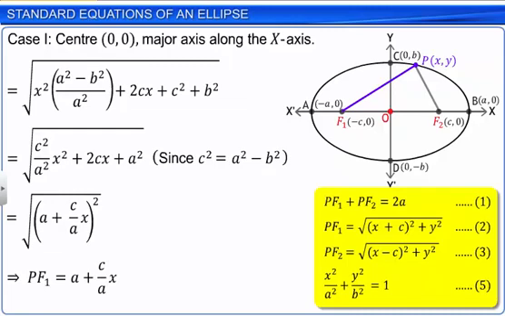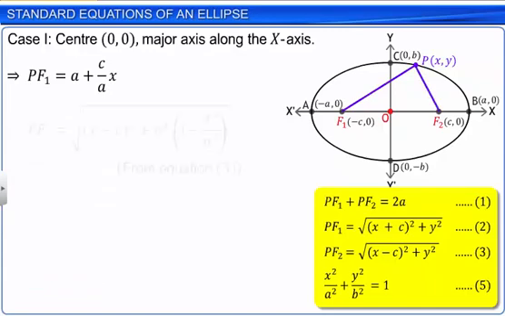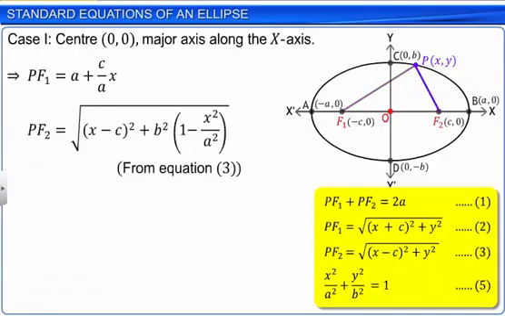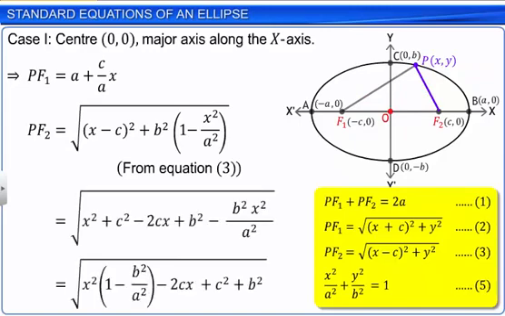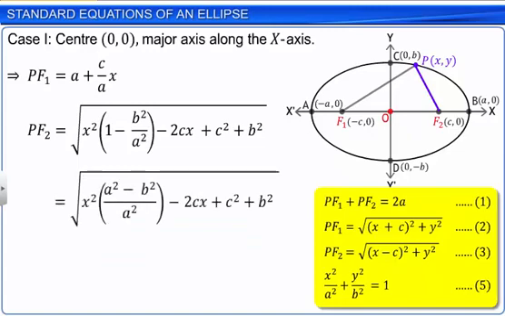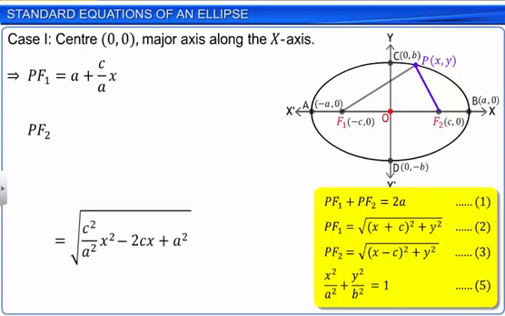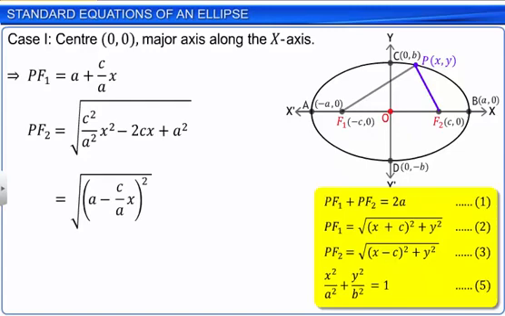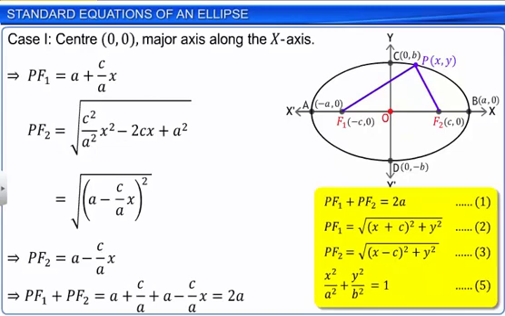Substituting the value of y square from equation 5 in equation 3 and simplifying, we get PF2 is equal to a minus c upon ax. Substituting these values of PF1 and PF2 in equation 1, we see that the geometric condition is true. Thus we can say that point P lies on the ellipse represented by equation 5.